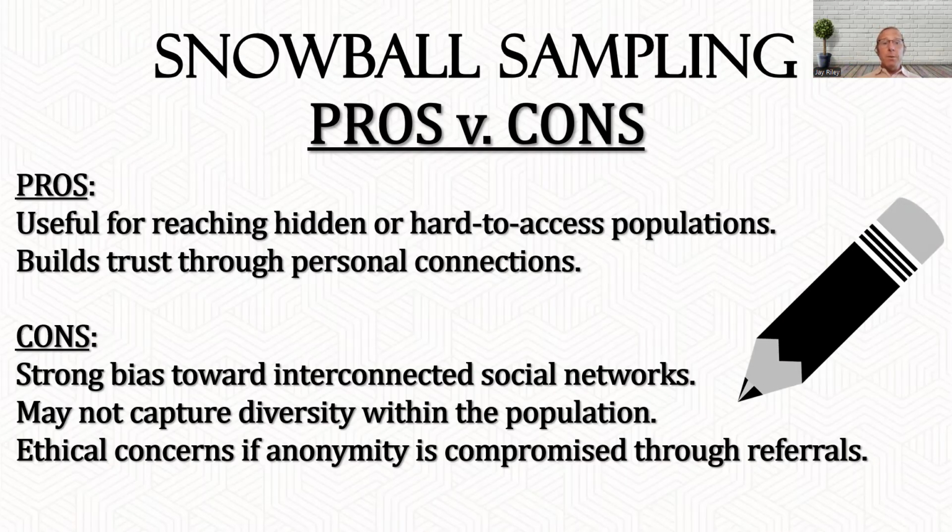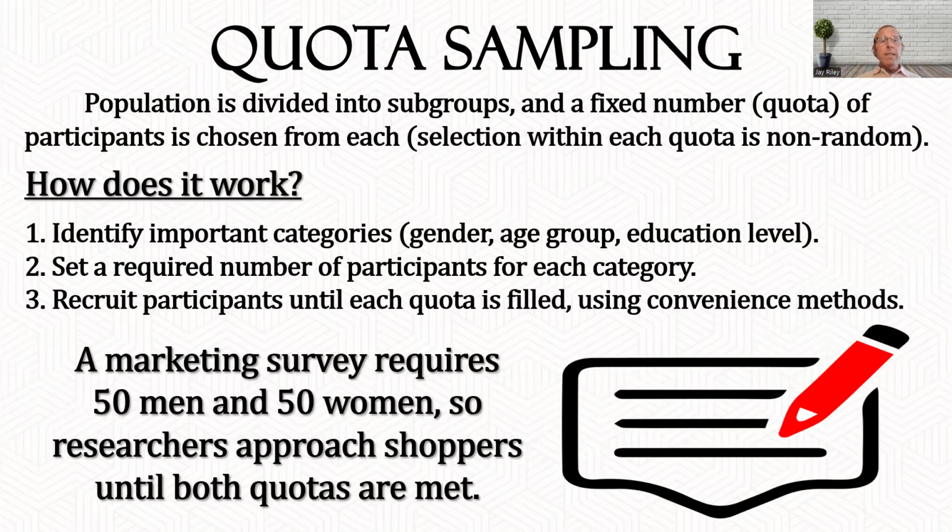And again, if you're dealing with vulnerable populations, there are ethical concerns surrounding anonymity. Finally, quota sampling. So your population is divided into subgroups, and a fixed number of people, a quota of participants, is chosen from each. Okay, selection is done within the quota, it's non-random. So this is different than stratified sampling, where we've got that random element.